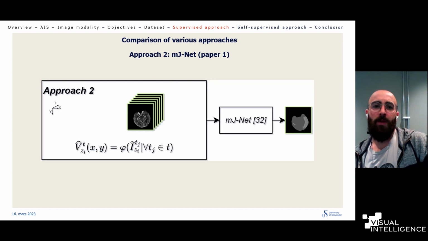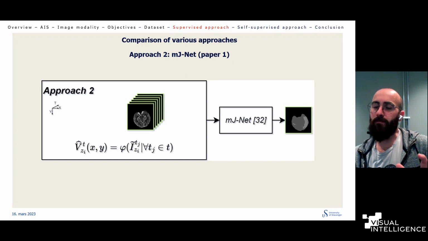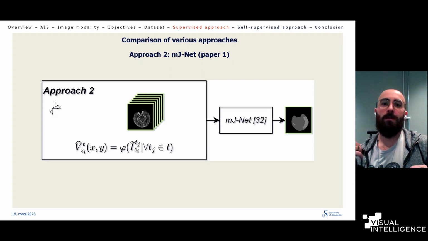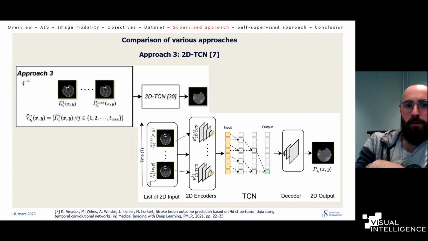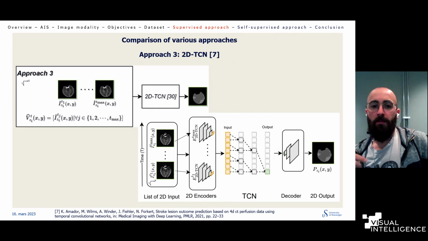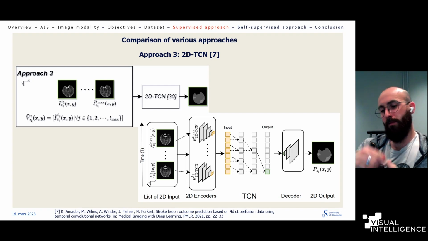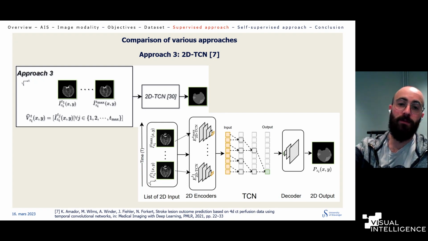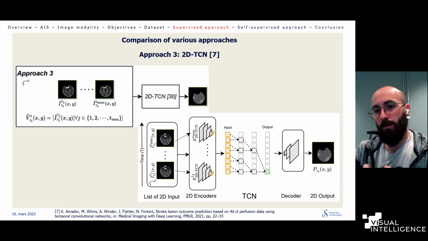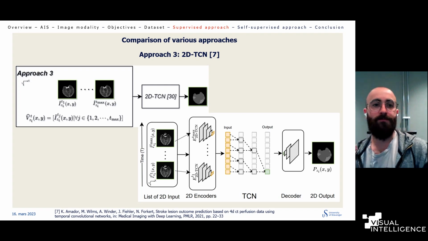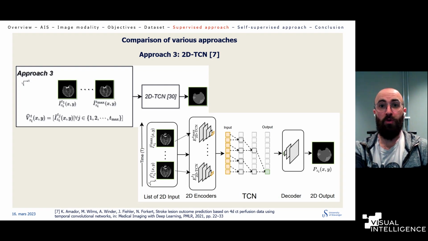The second approach is the one defined in paper 1. So we have a 2D plus time volume, where we have height, width, and time as the input of our model. So we have this 3D volume. Approach 3 follows a similar structure as before, but is based on a research group from Alberta, and they use a network called the temporal convolution network, where each individual time point image is treated differently by an encoder, which extracts features in a low dimensional space, concatenated together in this TCN network, and then they combine the output to be decoded by a single decoder. They have proposed this 2D temporal convolution network.